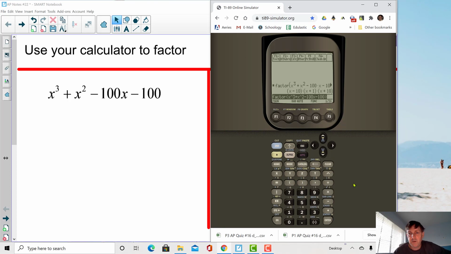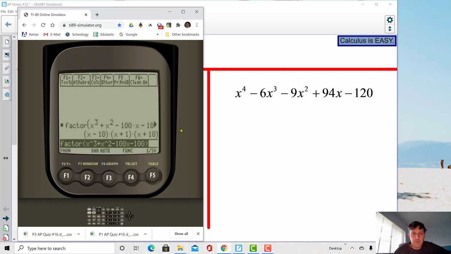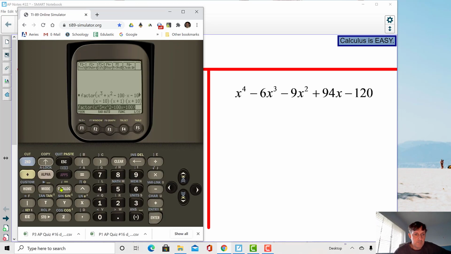There we go. It factored it for us. Let's take a closer look. Okay, let's factor this one. Okay, let's do that one more time. We'll go to Catalog, letter F. You'll see factor, push Enter.